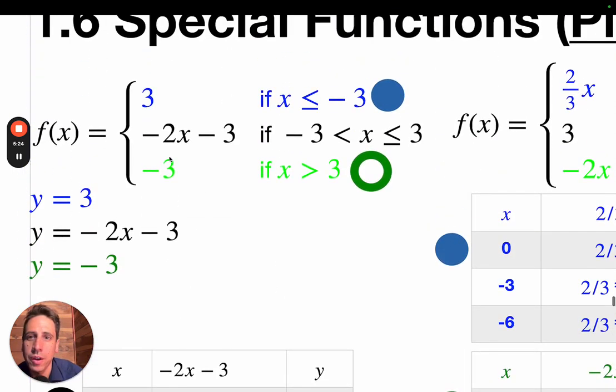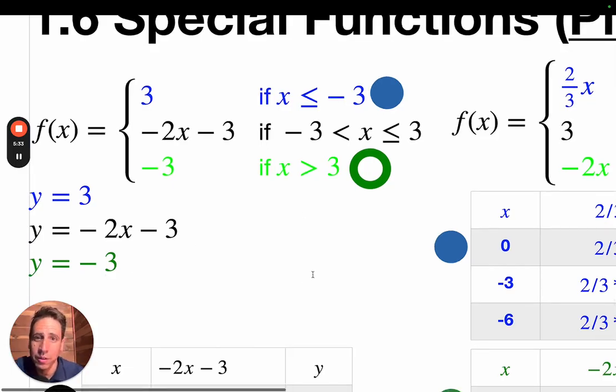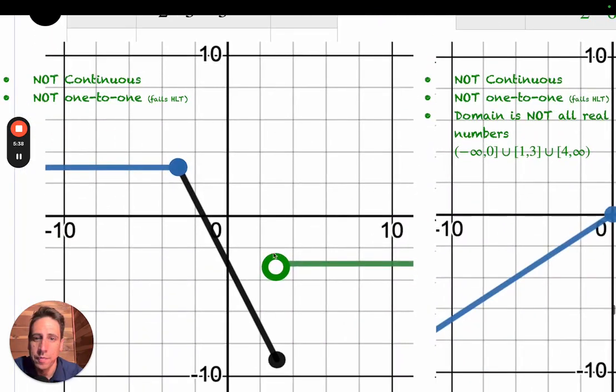How do you graph the green piece? Well, this -3 corresponds to the same idea as y equals -3, except you're only taking values that are greater than 3. So I'm going to put an open dot right here at (3, -3), and then it's basically a horizontal line. You can graph the entire horizontal line of y equals -3, except you cut it off right here, and you only keep this part, erasing the left part.